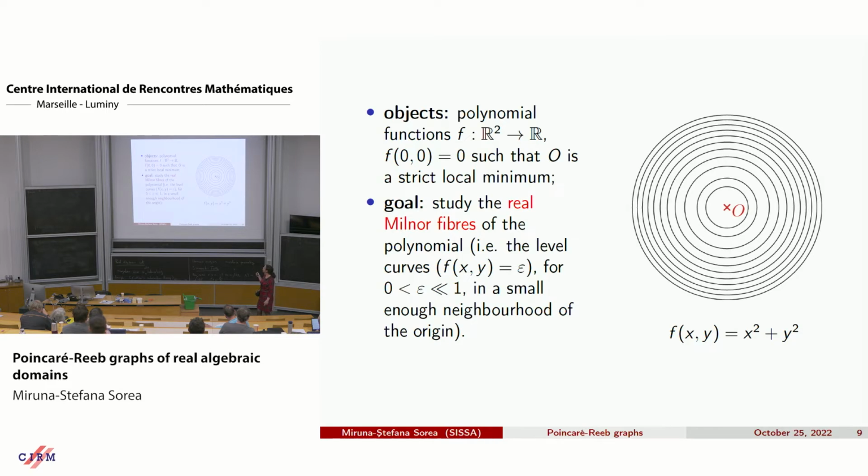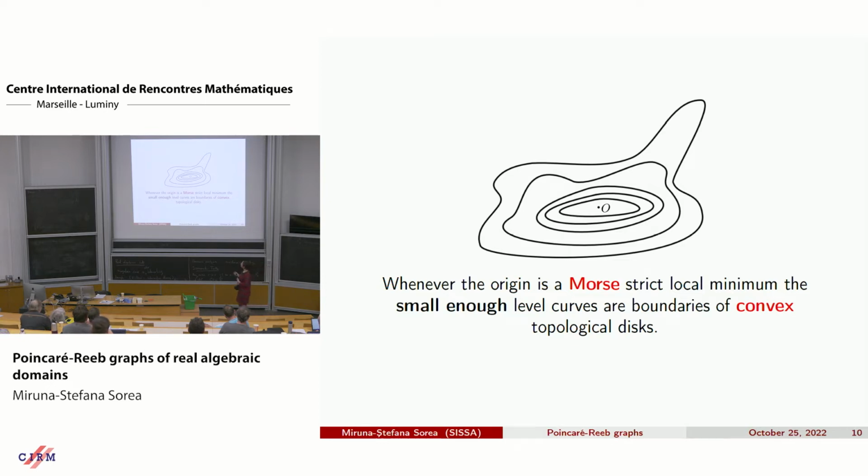Of course, here there's nothing new for the circle part, but let's see. If the strict local minimum is a Morse critical point, so if it's non-degenerate, then the small enough levels that approach the origin become boundaries of convex topological disks, sorry, convex disks. And we call these just convex curves. You can see that curves further from the origin might be non-convex, but when we approach, they are boundaries of convex disks. And you might wonder whether this is always true.